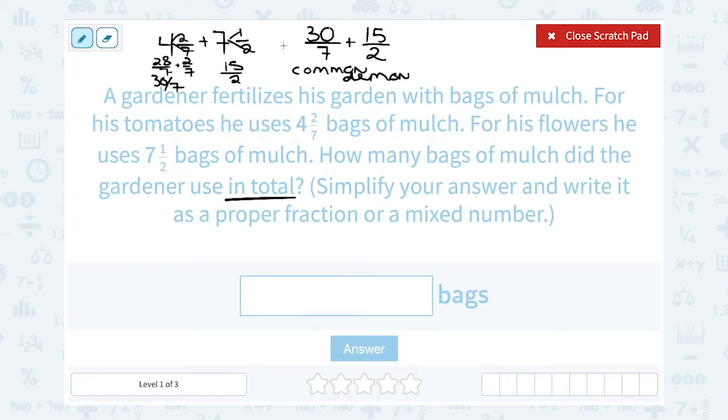Another way to do that is to think of your least common multiple. 7 times 2 gives me 14. There's nothing smaller than that that 7 and 2 both go into. So I want to write both of these with a denominator of 14.